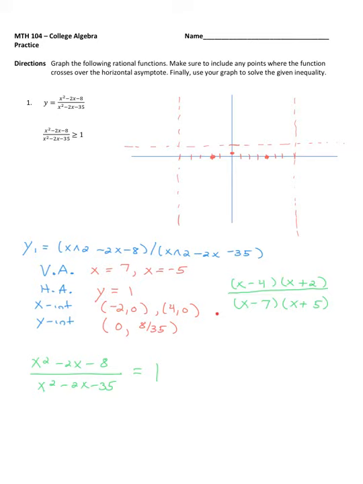To address this, I'm going to solve this. Kind of looks like a pretty complicated equation, but it's actually a very simple one. I'm going to take this entire denominator, multiply it over here, and this changes my equation to x squared minus 2x minus 8 is equal to x squared minus 2x minus 35. I can cancel the x squareds from both sides, but also I can cancel the -2x's. And this leaves me with -8 is equal to -35. That is a false statement.